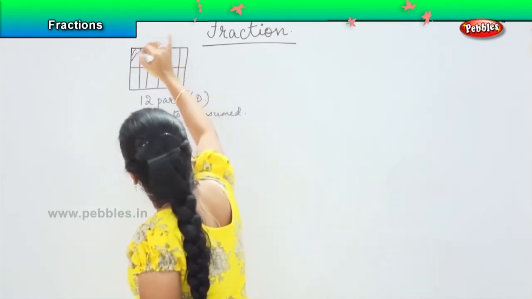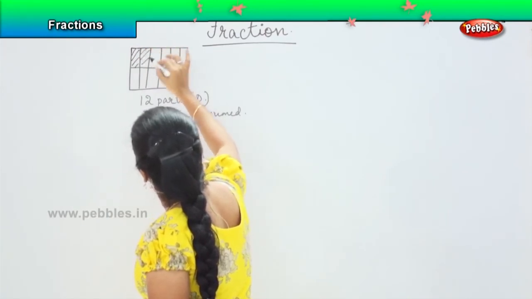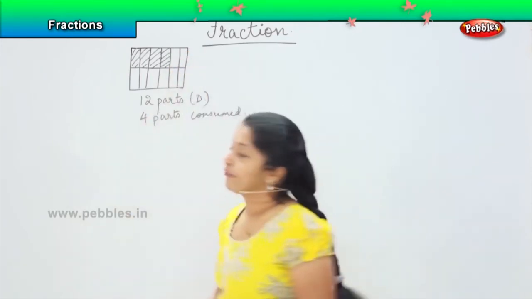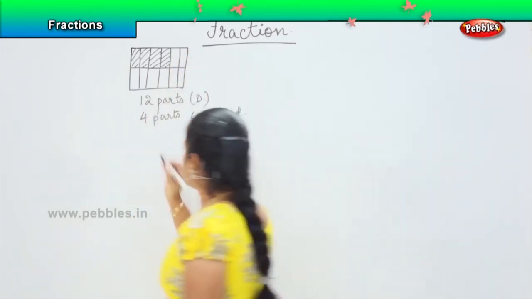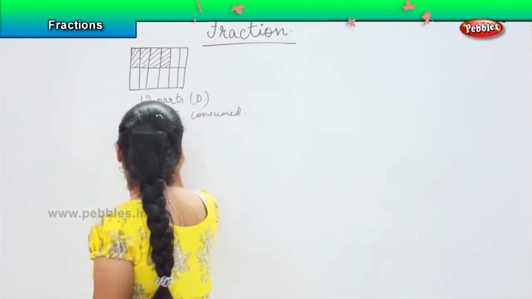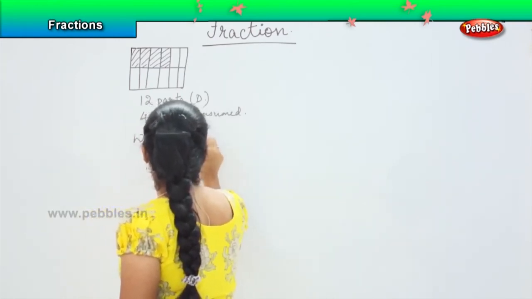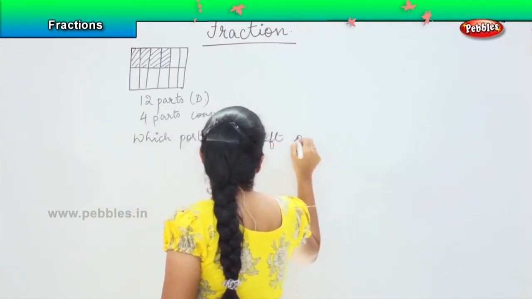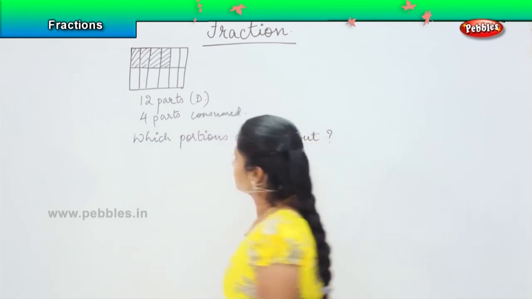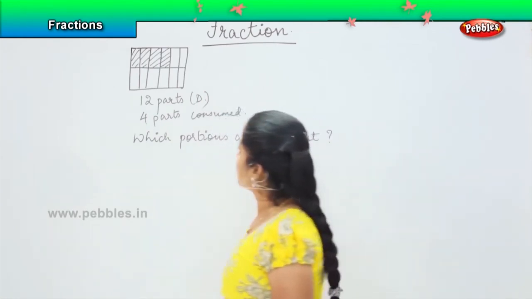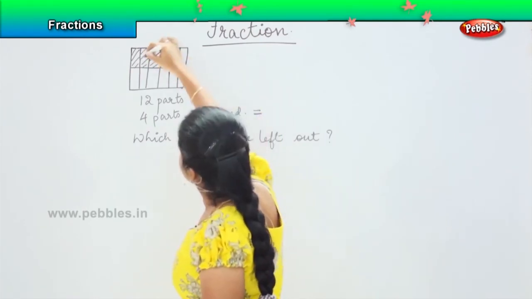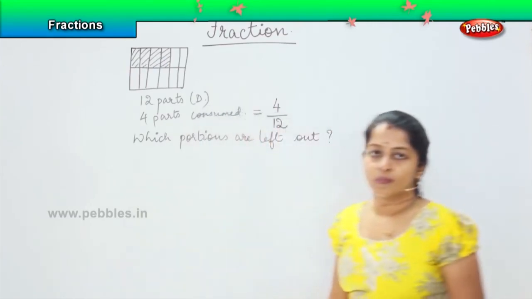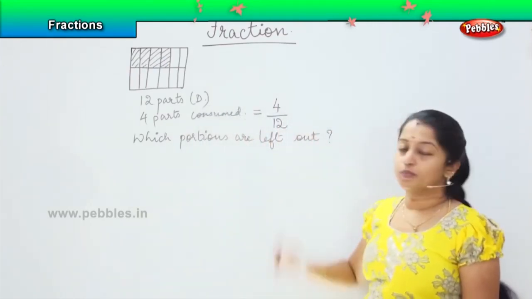So let's shade 1, 2, 3, 4. 4 parts are consumed. You need to tell me which portions are left out. Okay. So 4 parts are consumed here, right? So how am I going to write it? 1, 2, 3, 4, so I will be writing 4 by 12. Okay. So 4 by 12 portions are consumed.